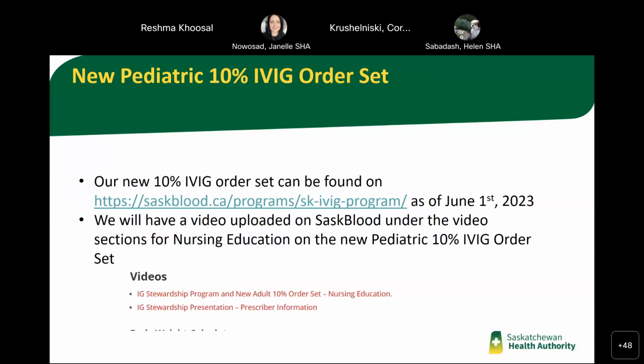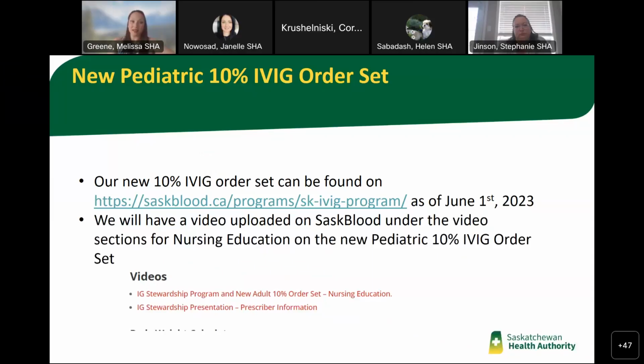The IVIG order set is going to be found on sasblood.ca/programs/sask-IVIG-program. A lot of people go to SAS Blood or they accidentally go to blood.ca, but you have to make sure you go to SAS Blood to find our order sets.